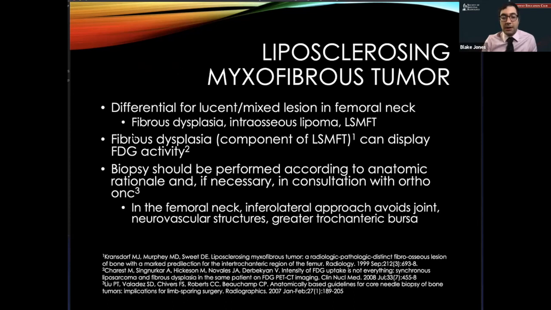And this article down at the bottom, anatomically based guidelines for core needle biopsy of bone tumors, implications for limb-sparing surgery, from RadioGraphics, is an excellent primer on all this stuff that I still reference when I'm doing a procedure like that. And if you take a look, it'll probably help prepare you for the next talk. Any questions about this case?